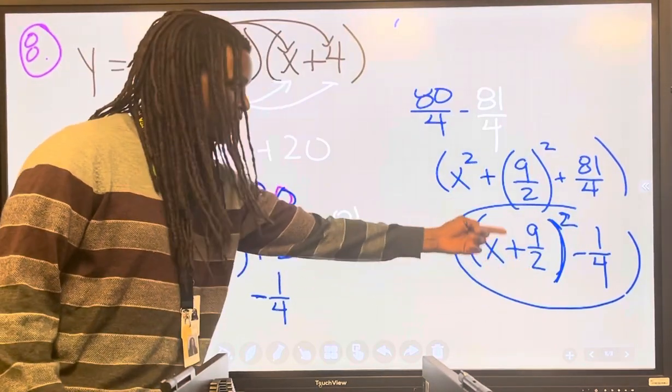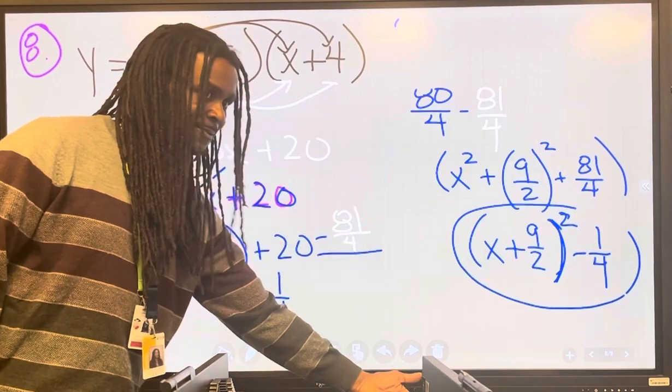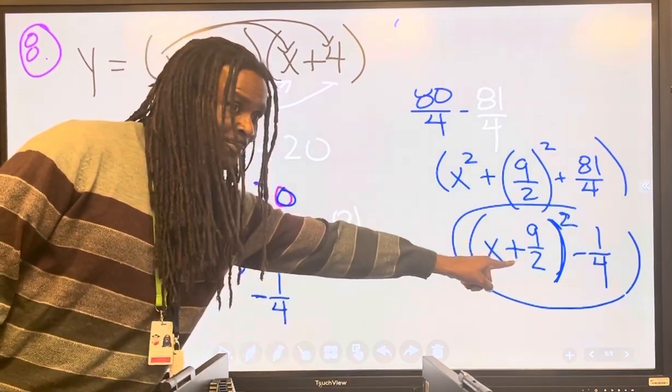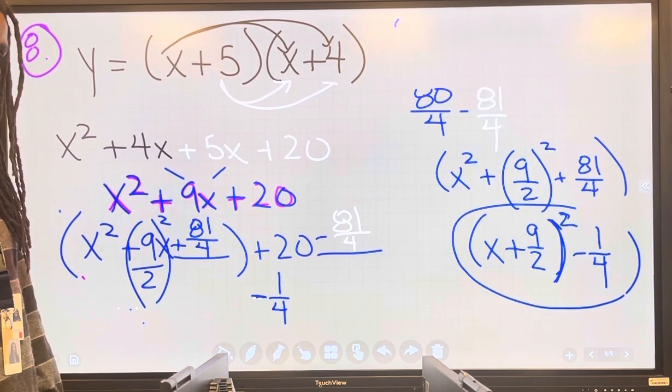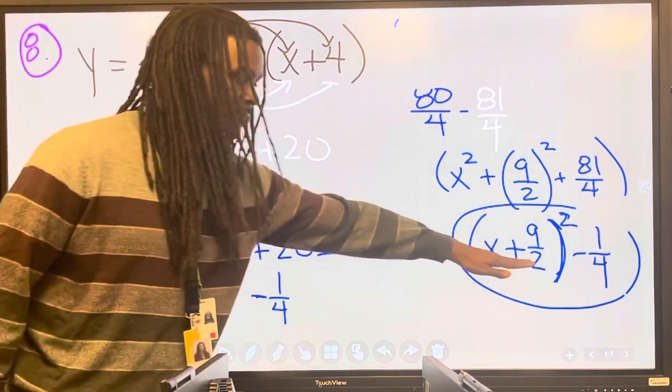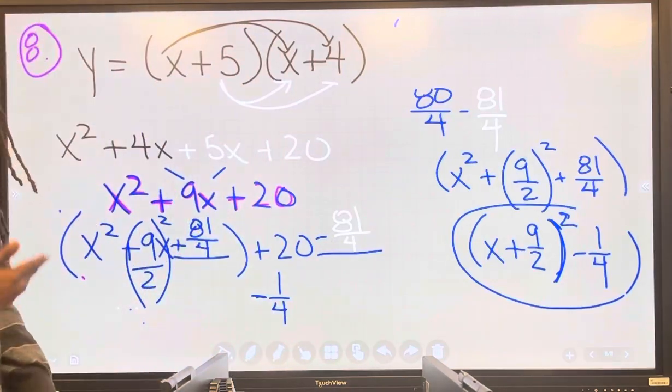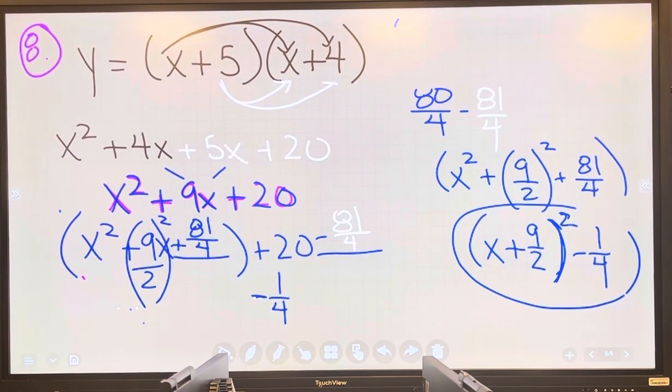Negative 9 over 2 is going to be what? Negative. So why did you write it as positive? Because that's the answer. But what's the vertex? If they ask you for the vertex... they're not asking for the vertex. They're just telling you to put it in vertex form. Oh. I was just giving you the vertex, just for extra. Okay. Got it? All right.